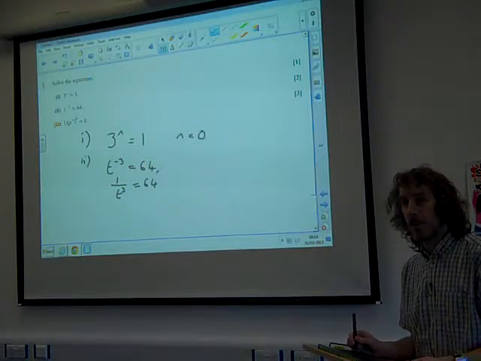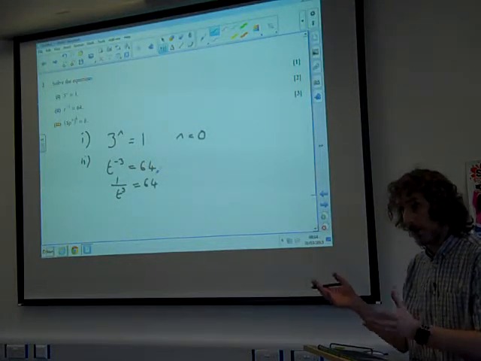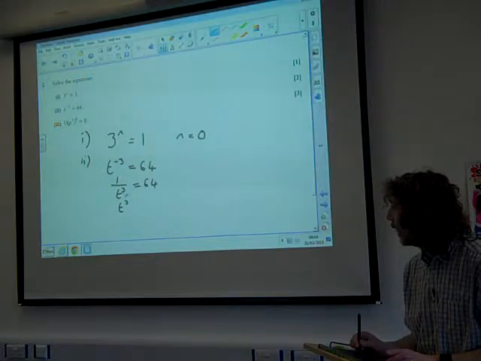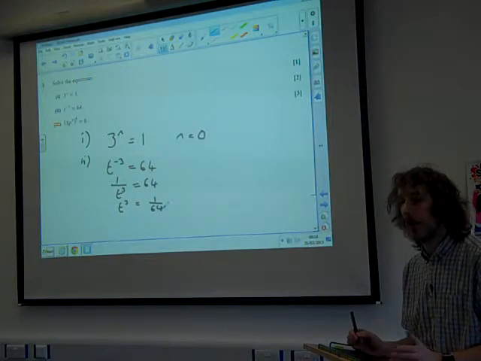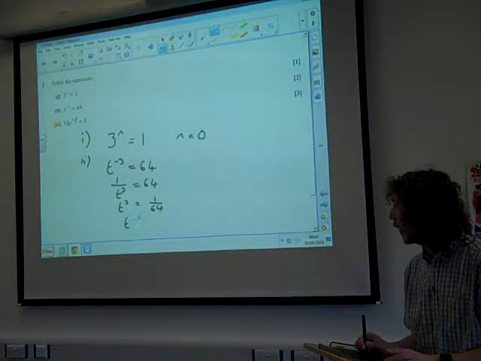And it would seem that a sensible thing to do next would be to take the reciprocal of both sides of the equation, because we can do that to both sides. So let's take the reciprocal of both sides, turn both sides upside down. t cubed becomes 1 over 64. And so if t cubed is 1 over 64, t must be the cube root of 1 over 64.